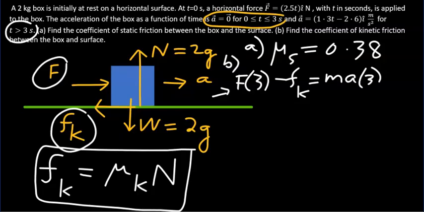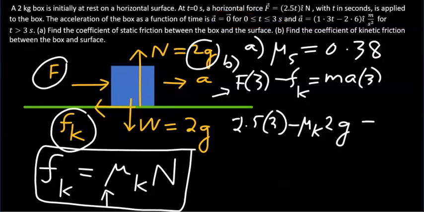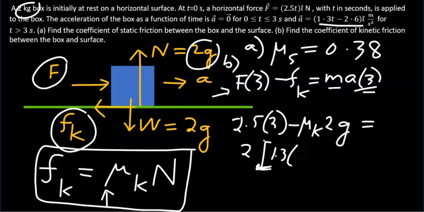F at t equals 3 is 2.5 times 3 from that expression, minus kinetic friction, which is given by that expression. Mu sub k is what we want to determine. Normal force is 2 times gravity. Remember, the value of gravity is 9.81 meters per second squared. And that equals mass, which is 2 kg, times the acceleration at t equals 3 seconds, which can be determined from that expression to a good approximation as 1.3 times 3 minus 2.6.